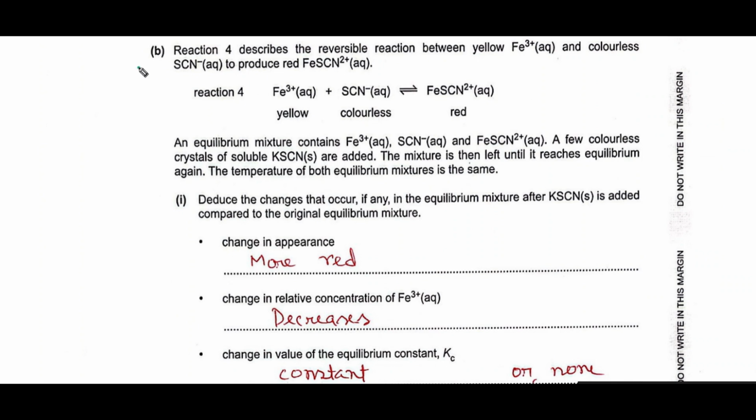B. Reaction 4: iron 3 ion reacts with thiocyanate ion to form iron thiocyanate. Iron 3 is yellow, thiocyanate is colorless, and iron thiocyanate is red. So if equilibrium moves from left to right, we would see more red color, and if equilibrium moves from right to left, we will see more yellow color.